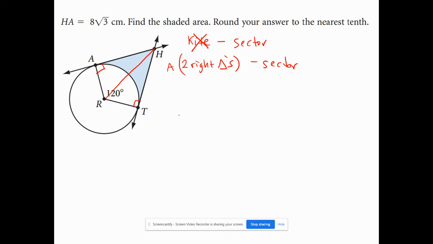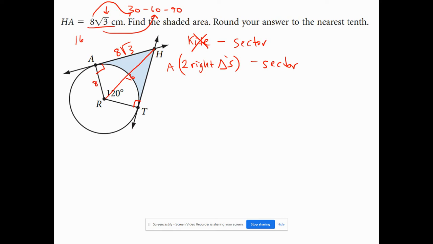And that's going to actually be a little bit easier, because what we're given is this 8 root 3, which is HA. And these triangles are the same on both sides. So this should be a hint that we're going to have to use a 30, 60, 90 right triangle, because this is the side opposite 60. And that means that 8 is the side opposite 30. And that means that 16 is the hypotenuse. Not that we really even need that. So this is 16, this long diagonal, and this is 8.